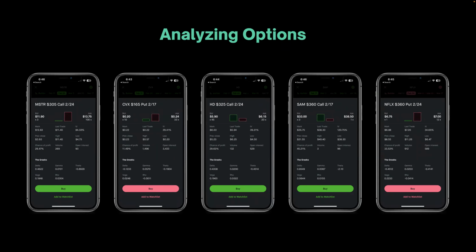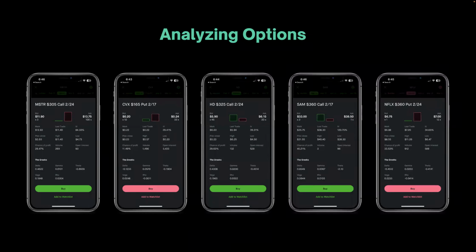Here are some more examples for you on the options. Like I said, just check out the bid and ask spread. This is going to ensure that you're going to be able to easily get in and out with your money. Also volume and open interest. Like this is a crazy $500 spread.